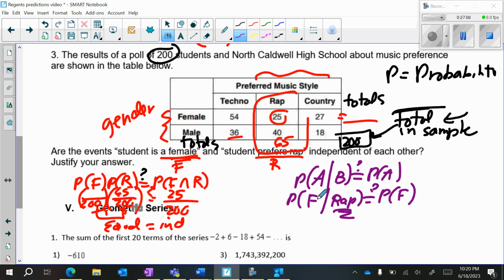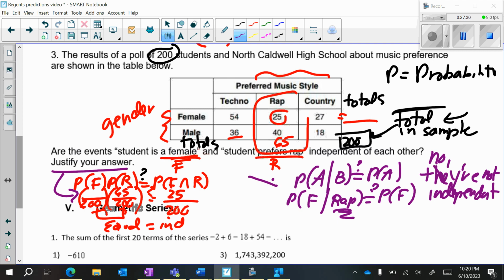So just remember, if they ever ask you a yes or no question on the Regents, like are they independent or not, you have to answer yes, they're independent, or no, they're not independent. And then if they say explain, you would write a sentence. But this says justify. So you just do the math behind it, the math of either one of these rules, and then show the numbers are equal or show they're not equal. And if they're not equal, you write not independent. And if they're equal, you write independent, okay?